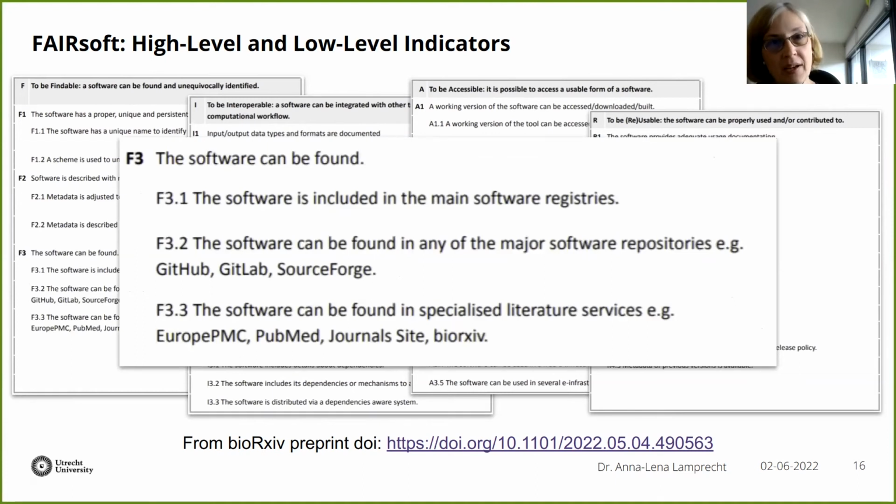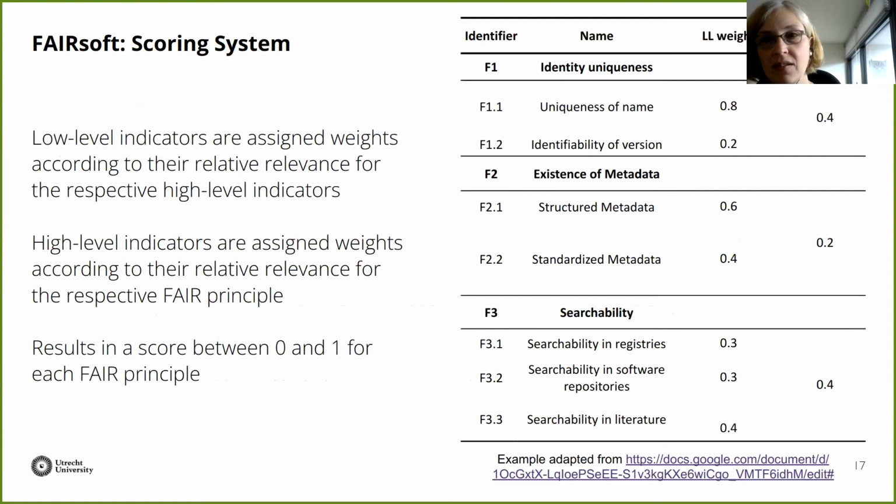For example, one of the principles and high-level indicators is that the software can be found online, and low-level indicators for this would be that it's included in one of the main software registries, in one of the major software repositories, or in one of the literature services, for example. These are low-level indicators for this higher-level indicator for fairness, that the software can be found. And then the idea is to summarize these things in a score, with certain weights.